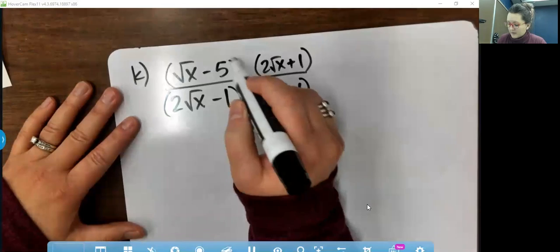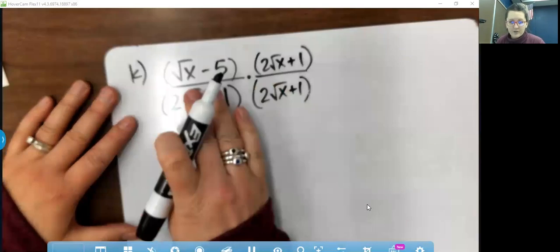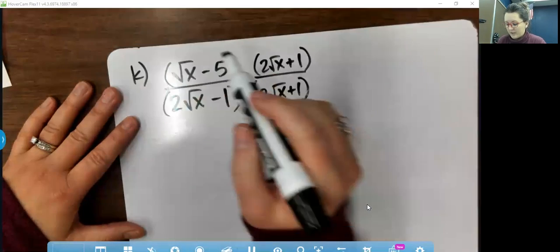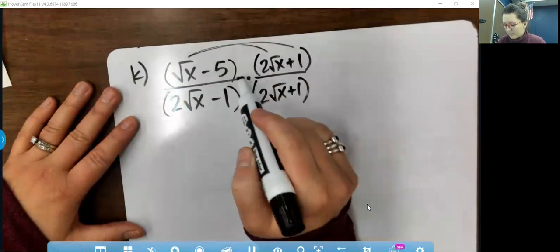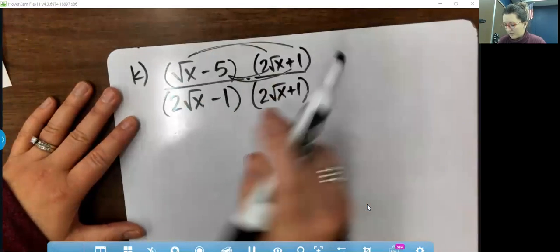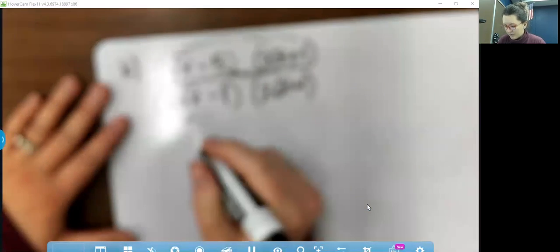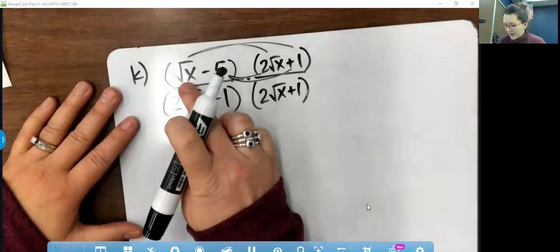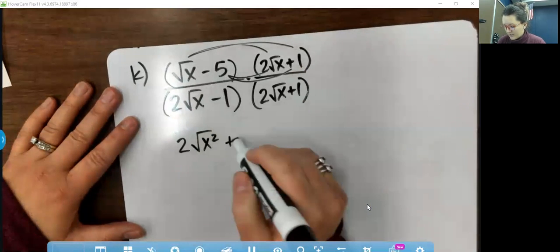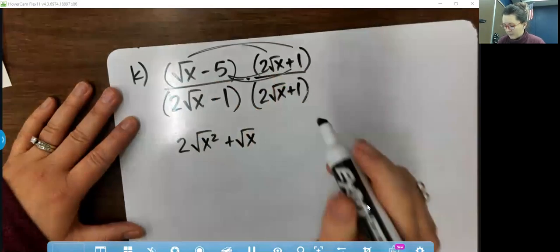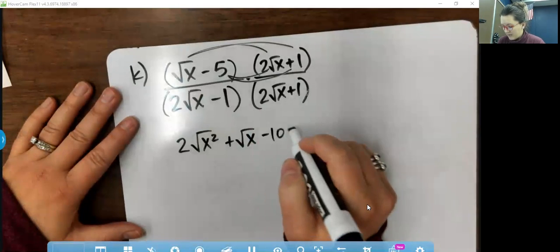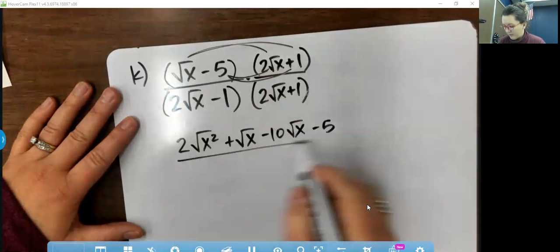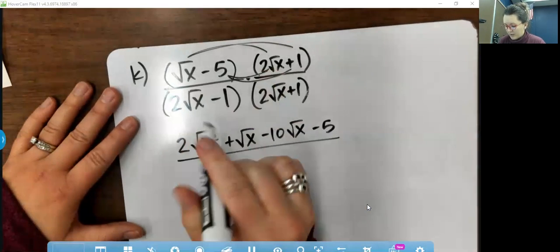Okay, this is going to be a lot of work because on the top, it's not just one term. It's actually multiplying the binomials, right? So first term gets multiplied to both. Second term gets multiplied to both. Let's do that first. X and 2 root x is 2 times the square root of x squared. X, square root of x times 1 is square root x. Negative 5 times 2 root x is negative 10 root x. Negative 5 times 1 is negative 5. Ooh, that's long, right? I'm going to leave that there because I'm going to do the bottom next.